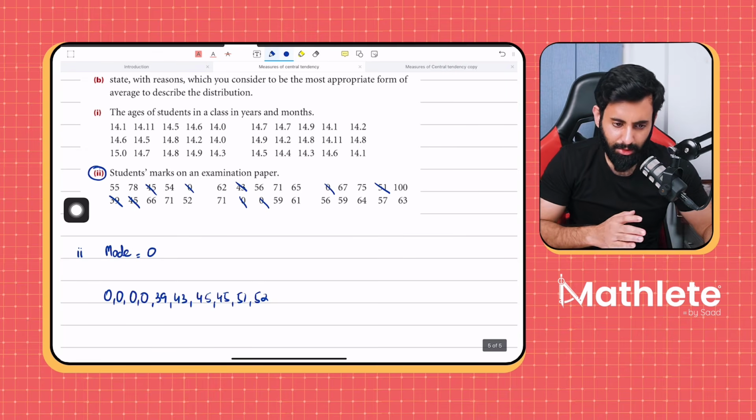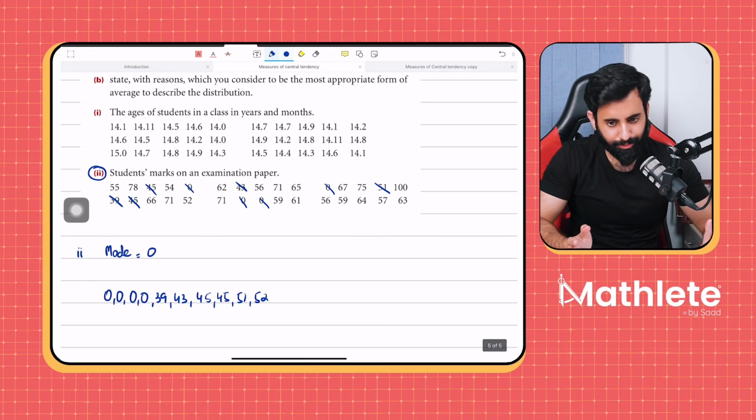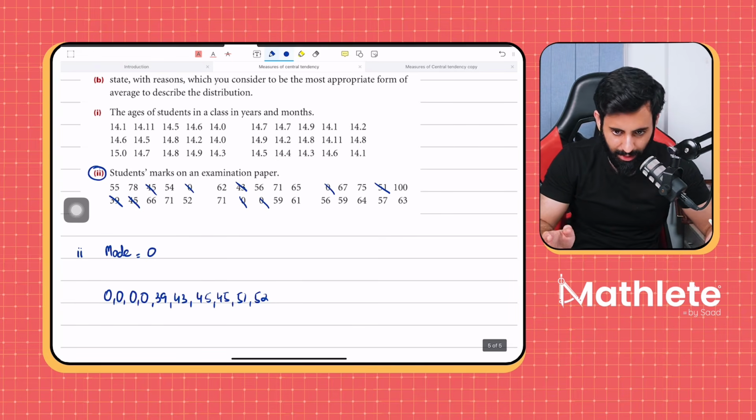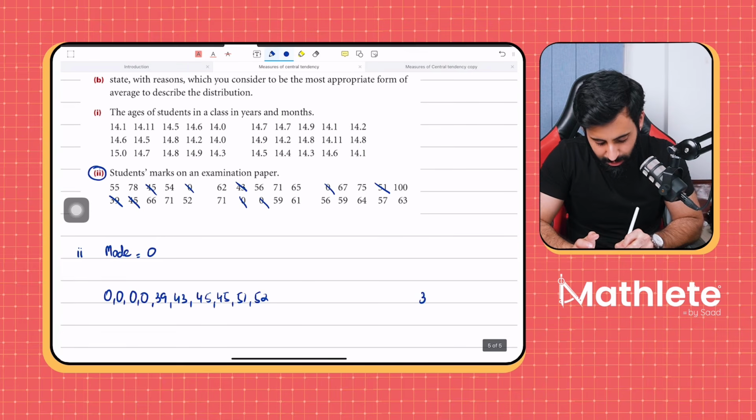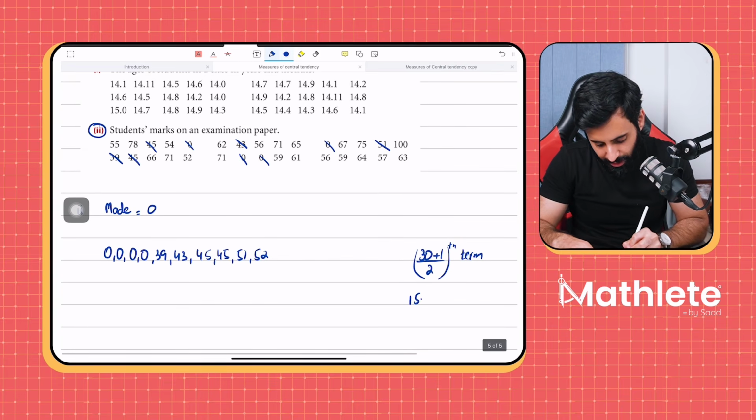Now what do you guys suggest? Do I need to arrange all these values in ascending order? I mean, do I have to do it till 30? Or can we be smart about it a little? How about we do it till 16? How will that help? Ultimately, we're going to take the total number of terms, add 1 to it, and then divide by 2. So 30 plus 1 is 31. 31 divided by 2 is 15.5.